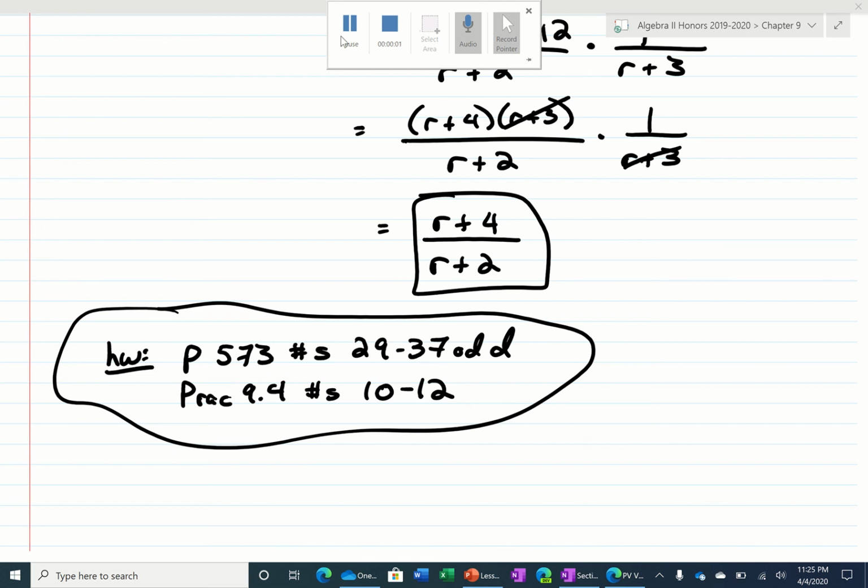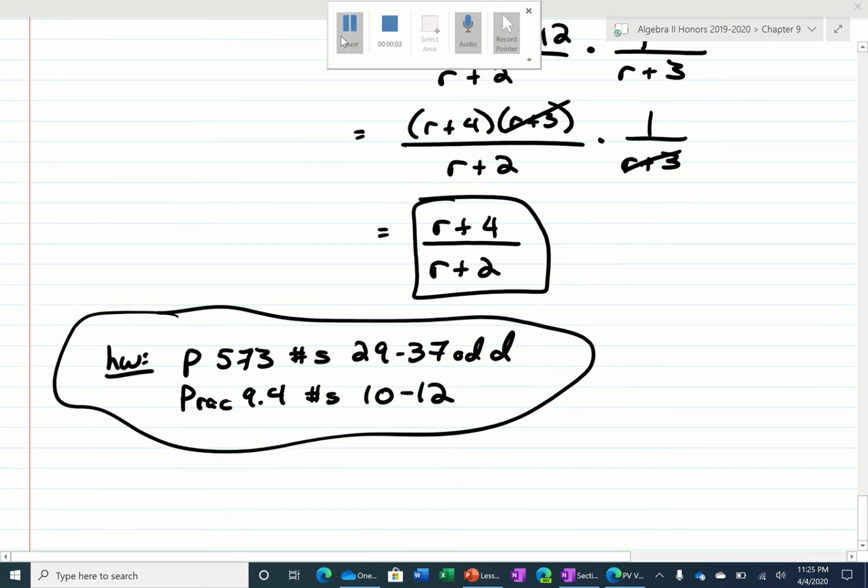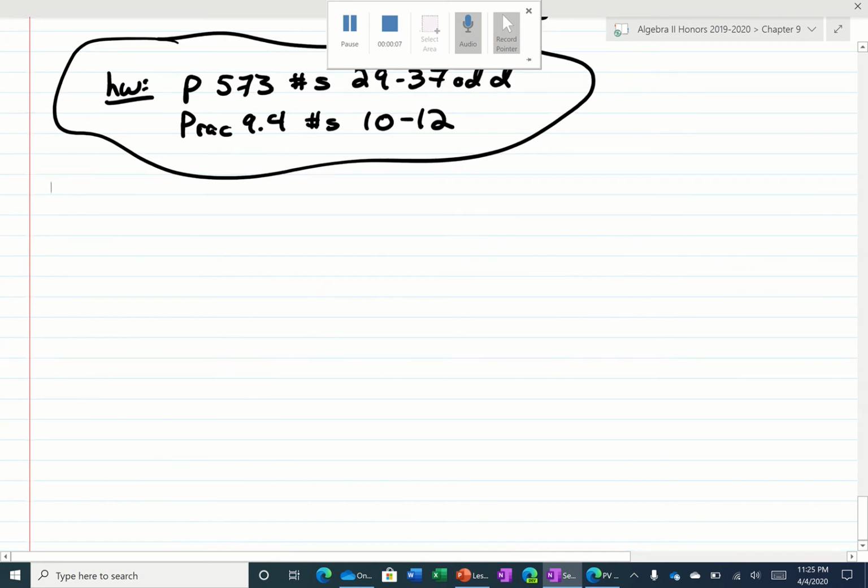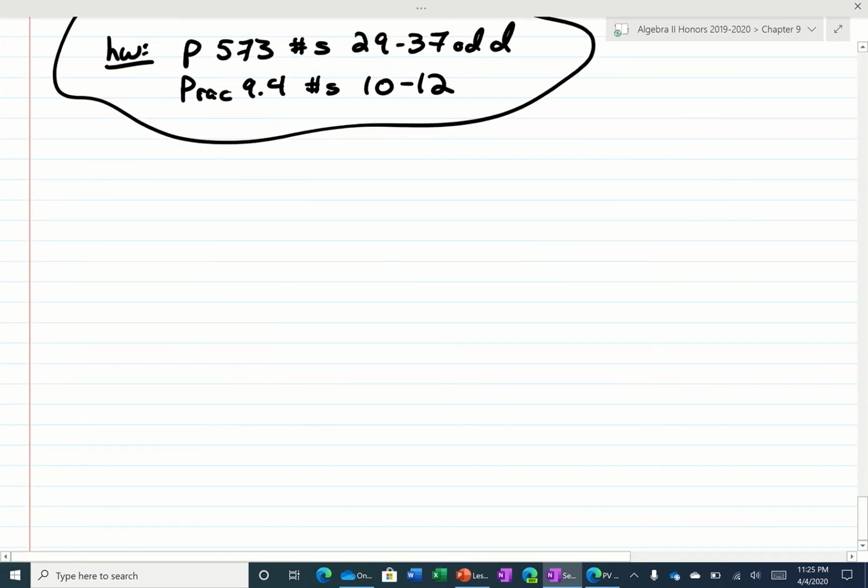Alright, so let's take a look at some of these homework problems. Try to pick some good ones here. On page 573, let's see what we have here. Number 29 looks kind of easy. 31, might have trouble with that one.